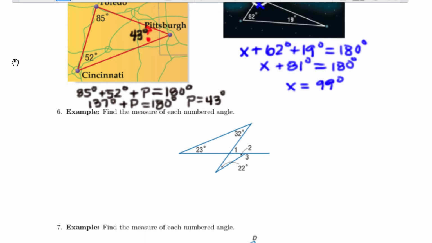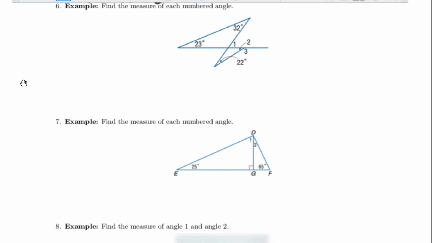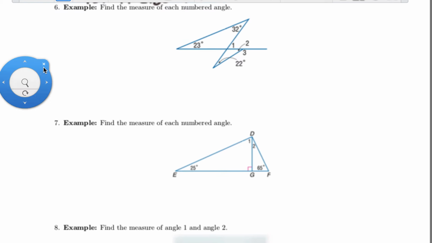Now question 6 is a little more advanced. Question number 6, by the way, just thought I'd say it now: if I am going too fast, go ahead, pause the video, rewind it, slow it down, and then go back and do it. Problem number 6, another example: find the measure of each numbered angle. We have angle 1, 2, and 3. Now 1's a little tricky because 1 is on the outside of the top triangle. It's also on the outside of the bottom triangle.